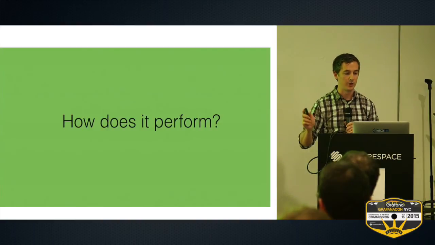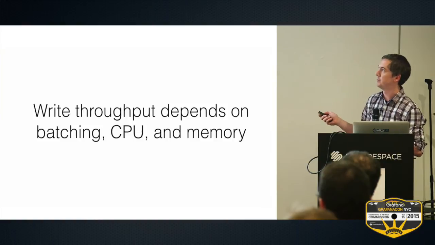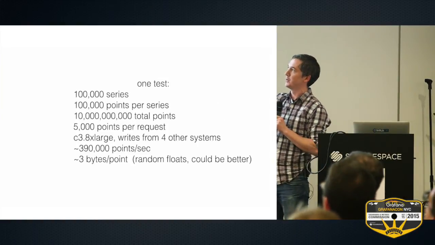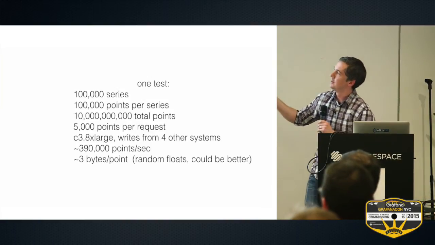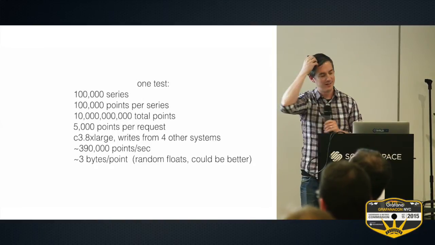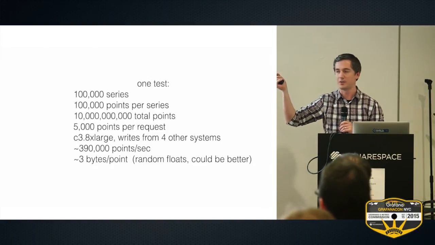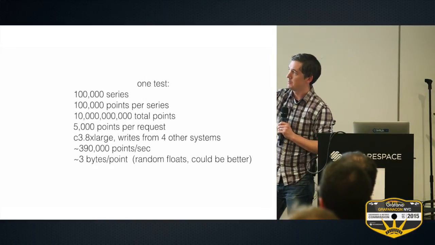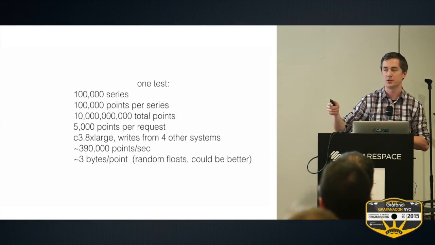All right, I am way over. How's it perform? Compression depends, write throughput depends, but we did a test with 100,000 series. We wrote 100,000 points per series, for, what is that? I have no idea. 10 billion. I don't know if that number's right. Okay. 5,000 points per batch on a C3.8XL, with writes from 4 clients. We averaged around 390K per second. Using random floats, we got 3 bytes per point, which is not as good as you would see in actual production data, because production data is never random.